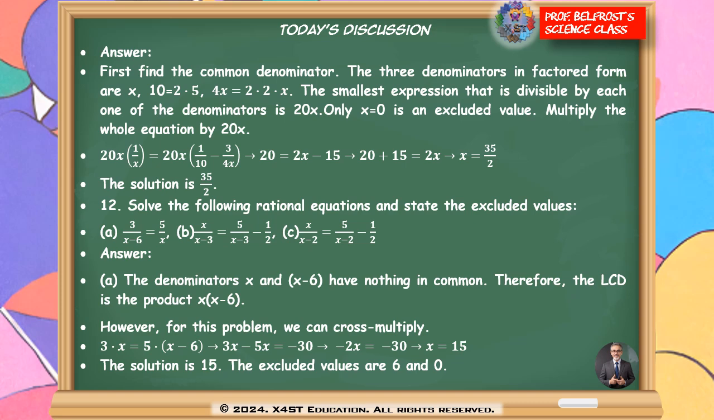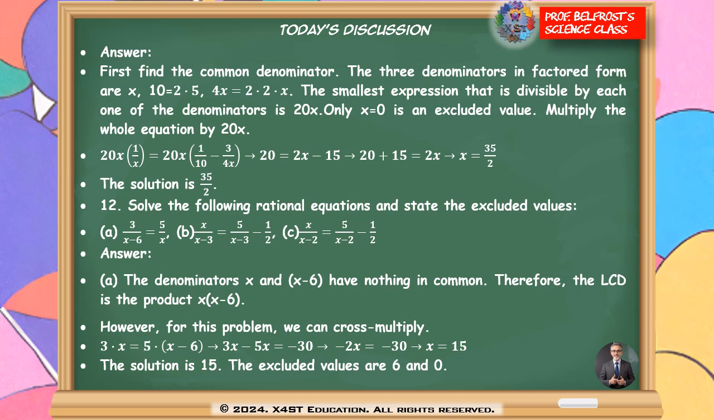And what are the excluded values? Excluded values are the values that make the denominators 0, because everything divided by 0 is undefined, and it is not an allowed state. So the excluded values are 6 and 2.